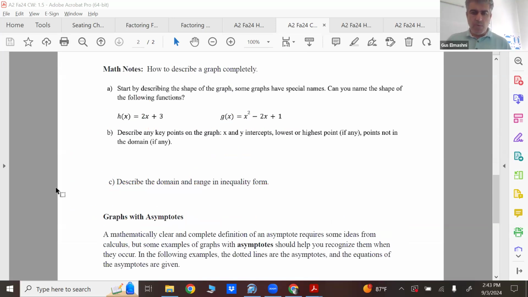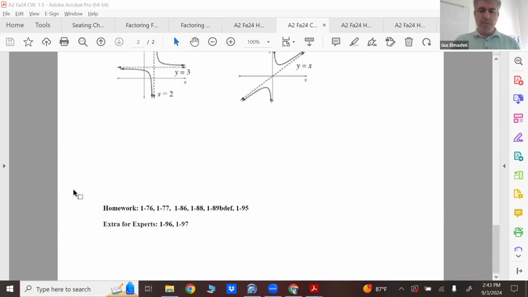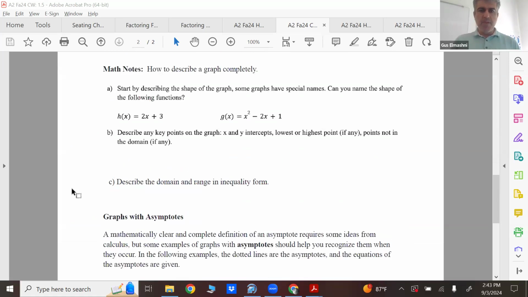Now, quickly here, start by describing the graph. Some graphs have special names, key name of the shape. Describing the key points, give domain and range in inequality form. Then we talk about asymptotes really quickly, and then we'll stop there. So this is just stuff you guys have done in the past. We know this already. What shape does h of x give us? What would you say that is? It's a line, totally right. What shape does g of x give us? Yep, you guys know. Perfect, very good.